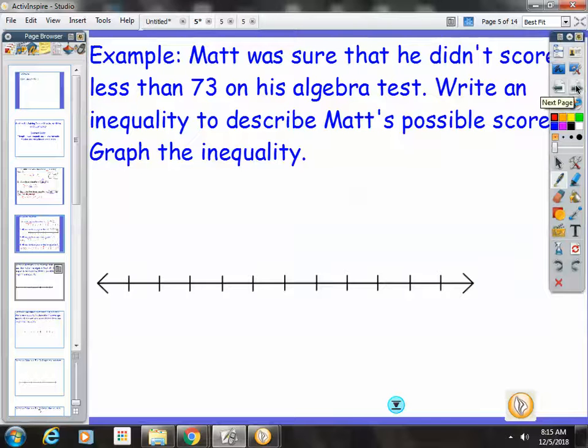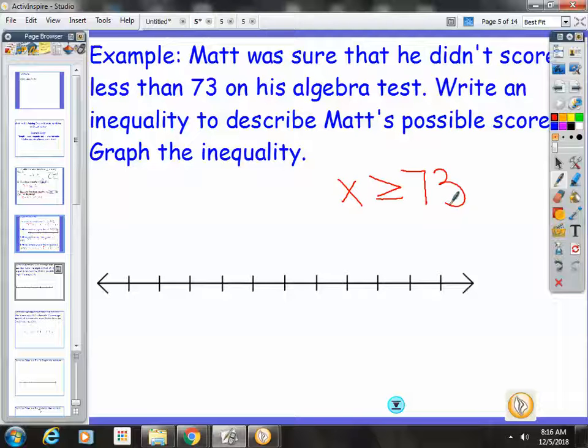Look at this next one. It says Matt was sure he didn't score less than 73 on his algebra test. Write an inequality to describe Matt's possible score and then graph the inequality. Alright, so Matt took an algebra test, and he's positive he did not score less than 73. So what does not less than 73 look like? Not less than 73. It's not less than, what is it? Greater than. Could it be equal to? It just says not less than. Greater than or equal to 73. It's not less than. That represents greater than or equal to.